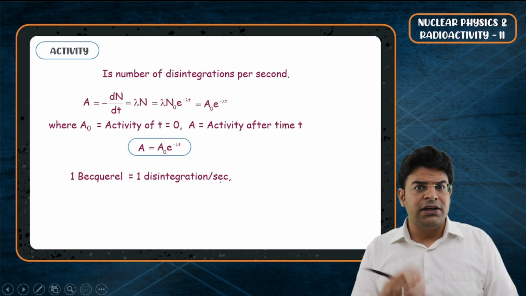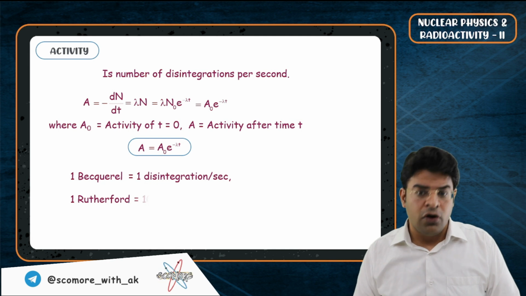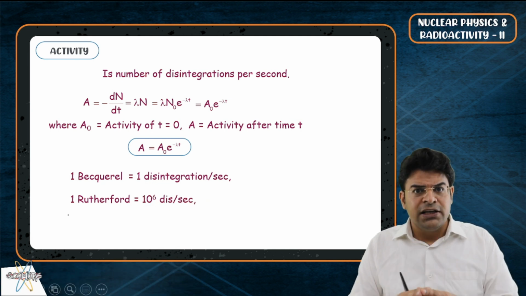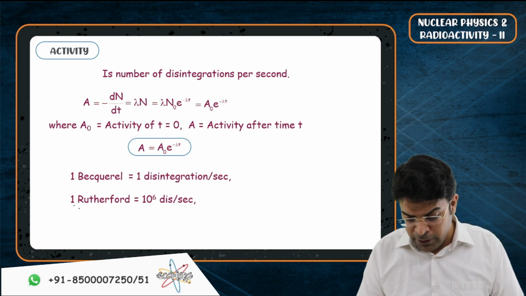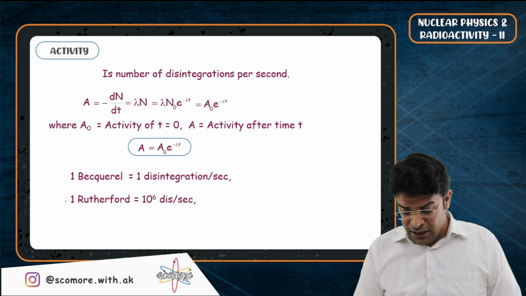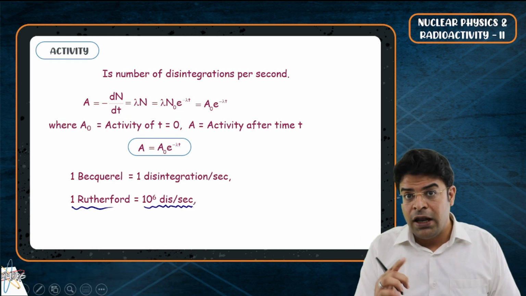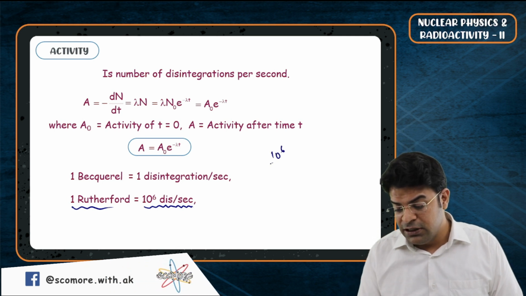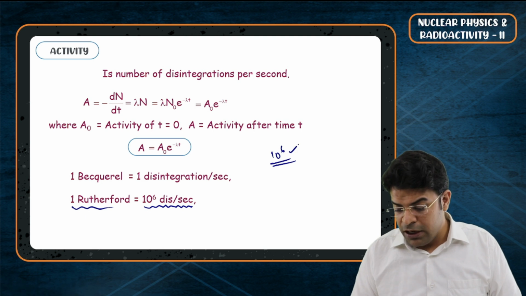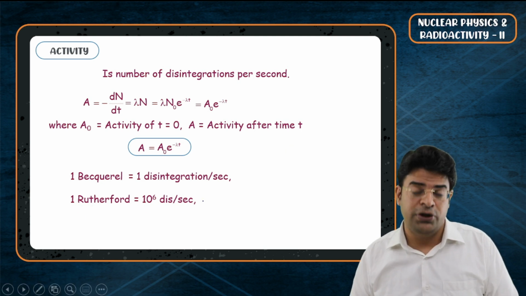Then we need to understand another unit, that is 1 Rutherford. 1 Rutherford is 10 raised to the power of 6 disintegrations per second. We Indians find it difficult to remember it, but for Americans it's easy. 1 Rutherford is nothing but 1 million disintegrations per second. 1 million is 10 raised to the power of 6, and that's why they chose this unit. So 1 Rutherford is 1 million disintegrations per second, or 10 raised to the power of 6 disintegrations per second.